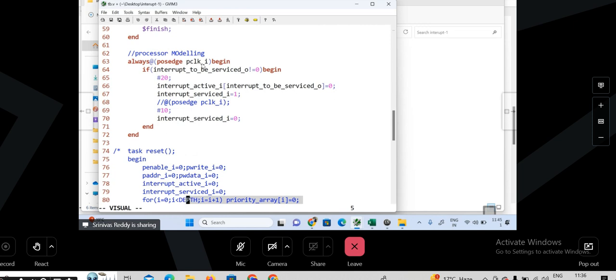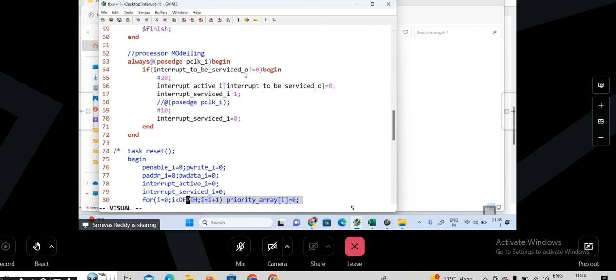Now let us look again at the design file here. This is our interrupt controller. These are the ports. These are the ports for APB, and these are the ports for the interrupt controller. These are parameters we declared. Now we are declaring input and output ports. Correct? And these are the interrupt control signals. These are the data types we are using.